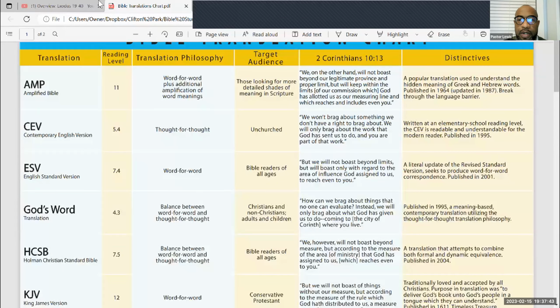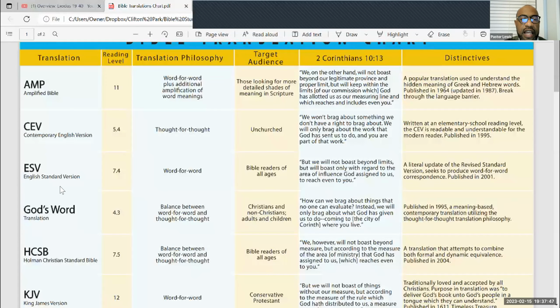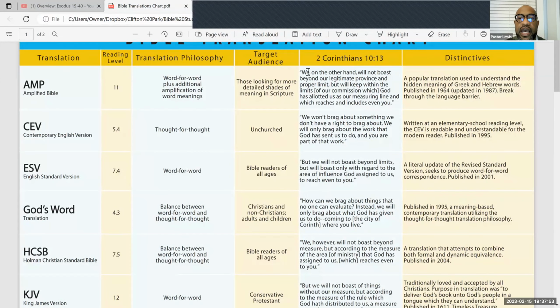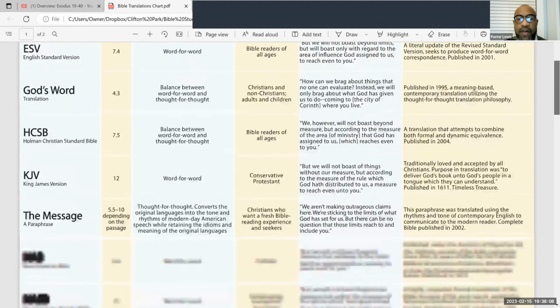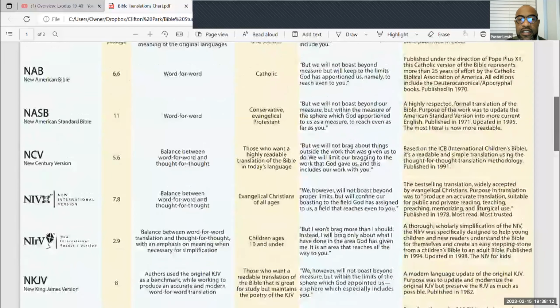And I'll give you an example. So these are the different versions of the scripture that you see on the left-hand side here. And if you look on the 1, 2, 3, 4, the fifth column, what you will see is the way that that particular version of the Bible translates 2 Corinthians chapter 10, verse 13. I want to read a couple different ways in which that verse is translated so you can get a sense of the passage a little differently.